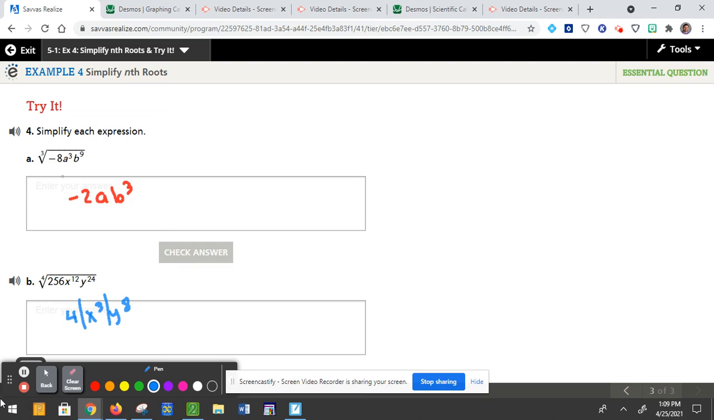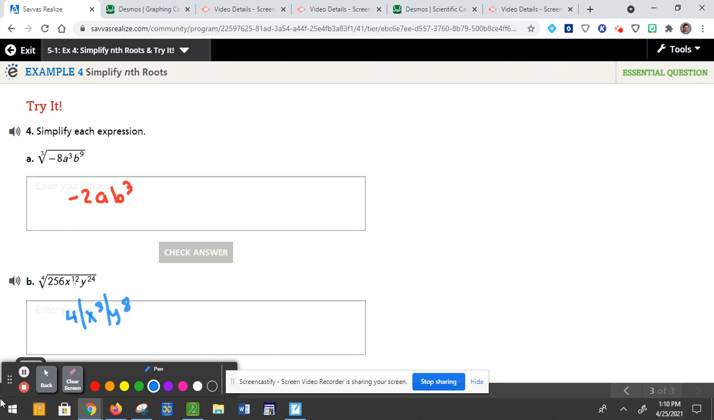So for the first one here, cube root of negative 8 is negative 2. Cube root of a cubed is a. Cube root of b to the ninth is b cubed. You need no absolute value bars for this one because it was a cube root to start, so it was an odd root. For part B, the fourth root of 256 is positive 4.